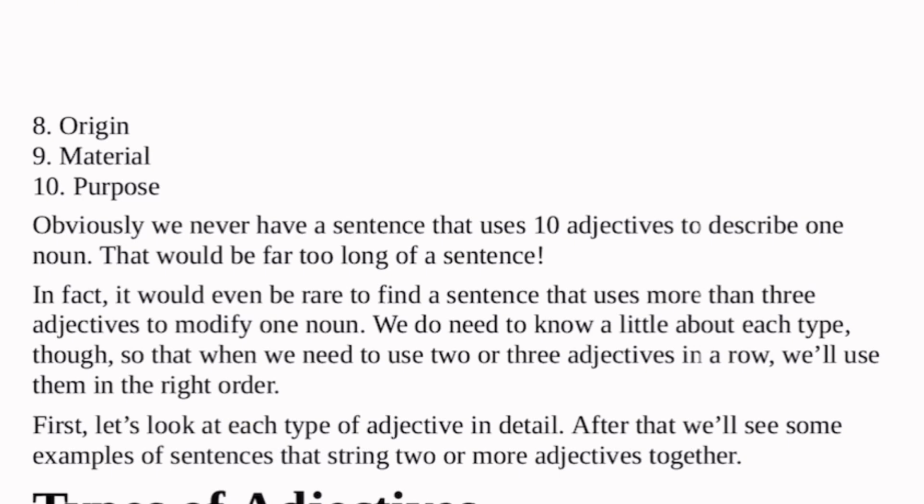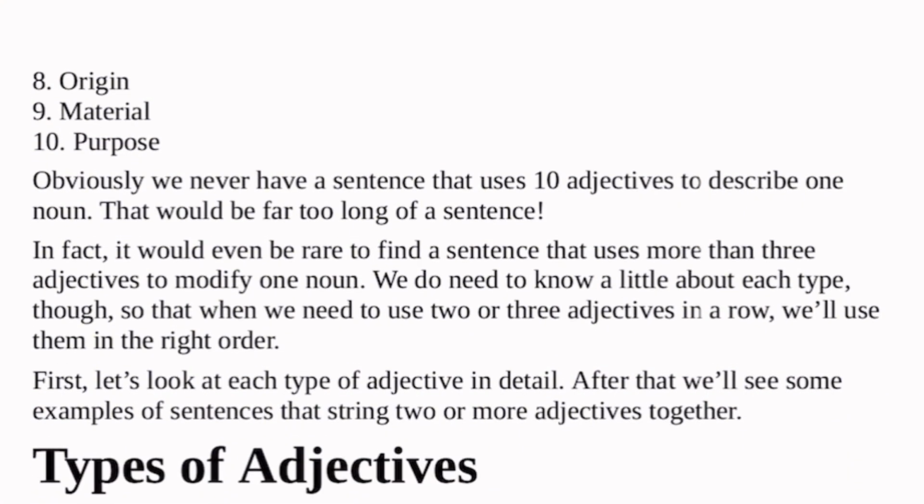So it's either they use opinion, shape, condition, or they use measurement, age, pattern, or they use shape, origin, purpose. Do you understand? So it is not possible for us to use the whole 10. Please take note of that writing tip. When you are writing, do not use a lot of adjectives to describe one noun. Restrict it to a maximum of 3.